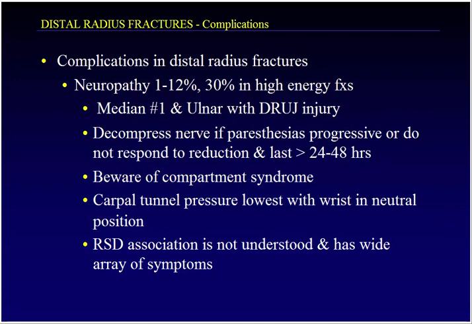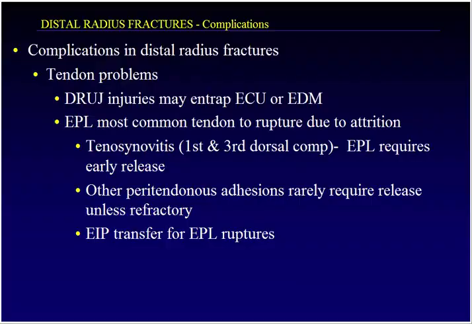The carpal tunnel pressure is lowest with the wrist in neutral position, so again, you want to avoid placing the wrist into marked volar flexion because that can actually increase the pressure in the carpal tunnel. And then the association with reflex sympathetic dystrophy is not well understood, but we do know that it does occur with certain distal radius fractures, and when it does occur, it is a dreaded complication.